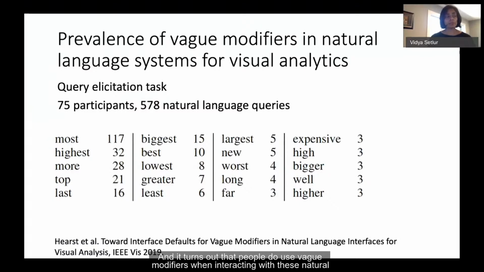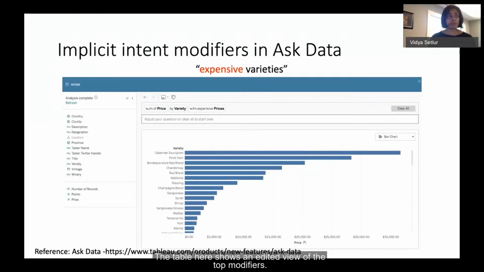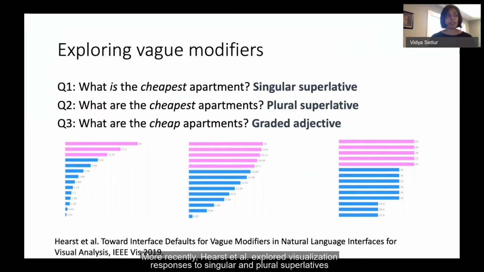And it turns out that people do use vague modifiers when interacting with these natural language systems. The table here shows an edited view of the top modifiers. Natural language interfaces for visual analysis need to understand intent and handle modifiers. For example, Ask Data is a system that handles numerical vague concepts such as cheap and expensive by inferring a numerical range. More recently, Hurst et al.